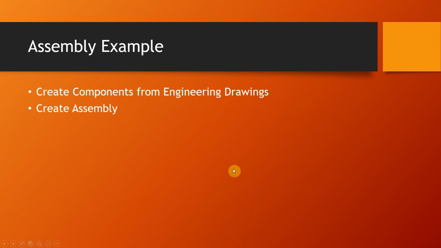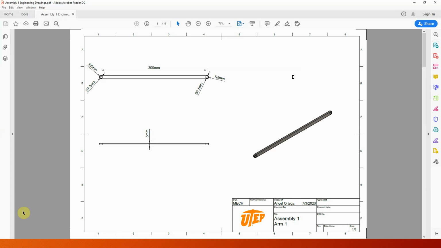You'll be able to take a look at those, understand what each of those are trying to tell you, read them, and then use those to create the actual components. And then finally, create the assembly. So as far as the engineering drawings, this is a list of what you're going to get. This PDF file contains all of the engineering drawings that you're going to need for this assembly.